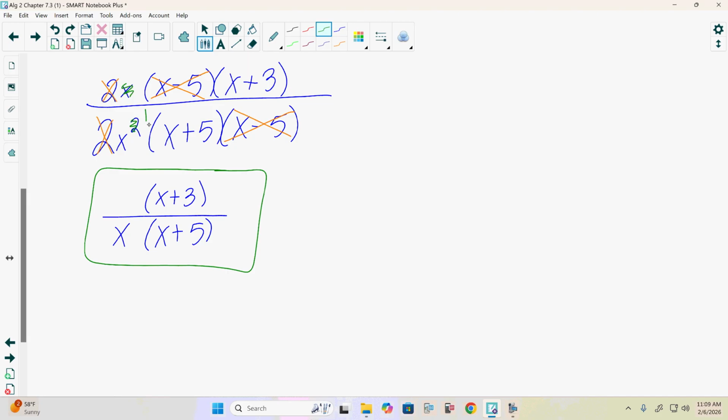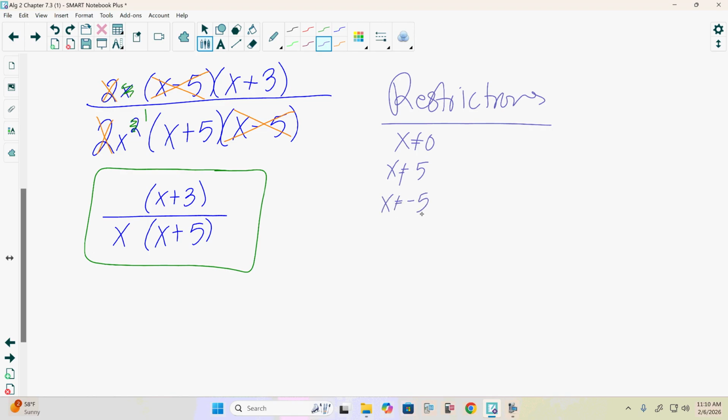Questions on this here? Not going to worry about it too much. But if we listed our restrictions, we would say that x is not equal to 0, x is not equal to 5, and x is not equal to -5, because those would be the three values that would make the denominator zero.